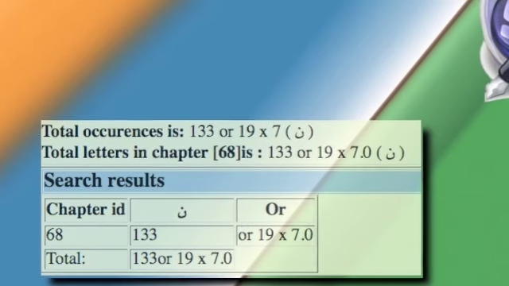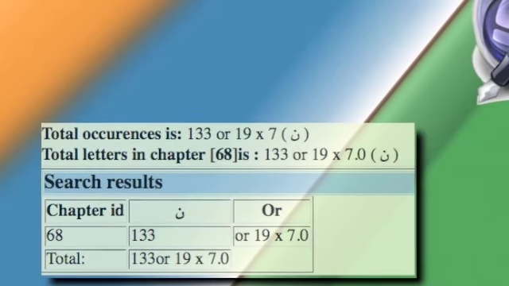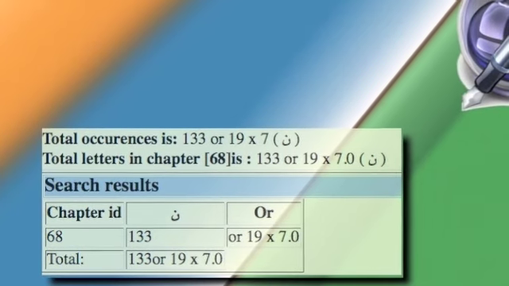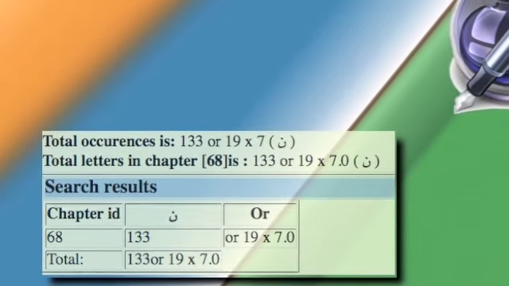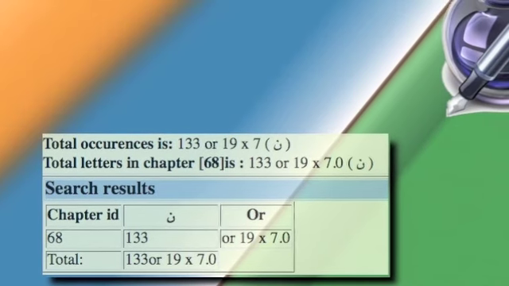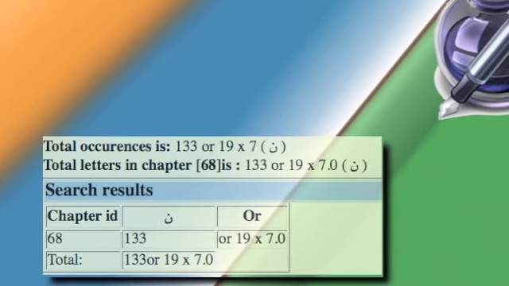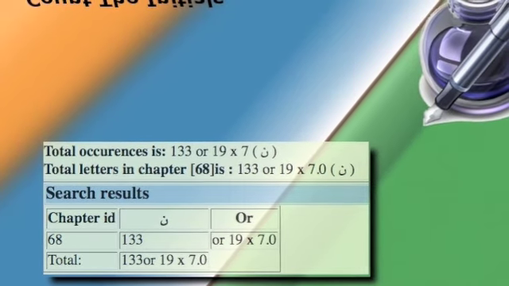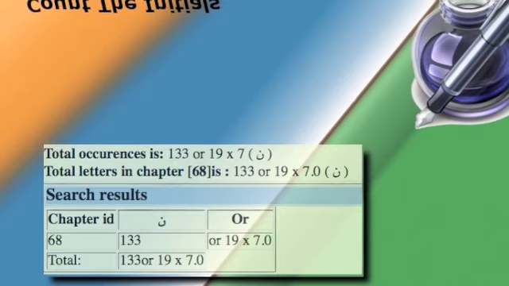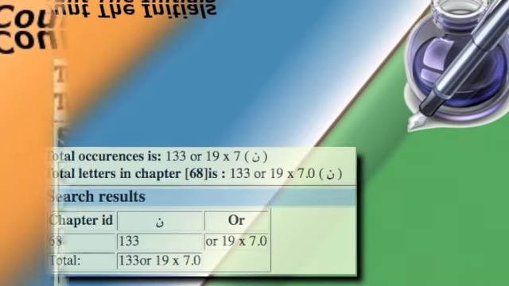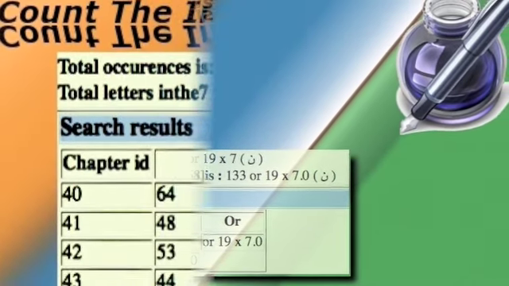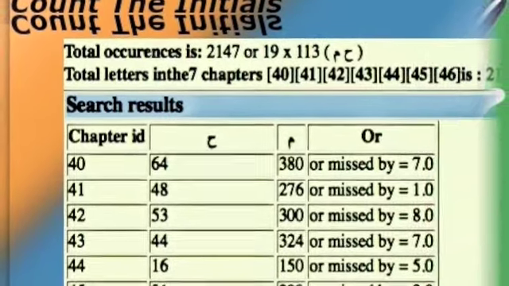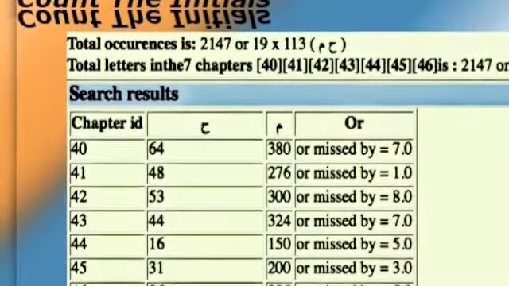Chapter 68 starts with the initial N. The number of letters N in chapter 68 is 133, or 19 times 7. N being the last initialized chapter brings out a number of interesting observations. 1. The number of verses between the first initial and the last initial is 5,263, or 19 times 277. 2. The word God occurs 2641 times in the initialized section, or 19 times 139.